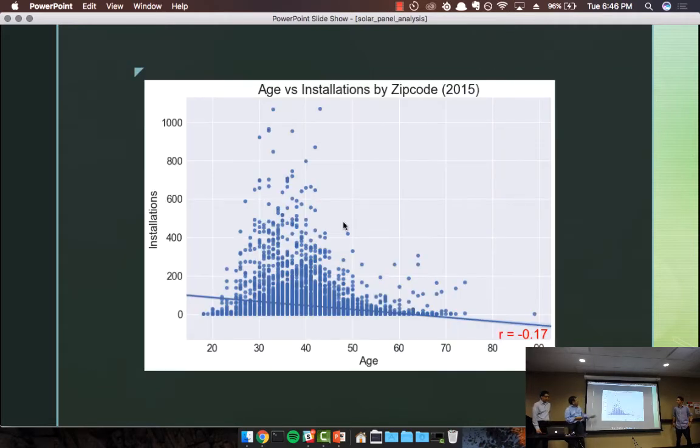So this is the age factor versus installation. Again, we did the linear regression. You can see the R value is negative 0.17. So maybe it's a very weak negative correlation, if you say there's any.